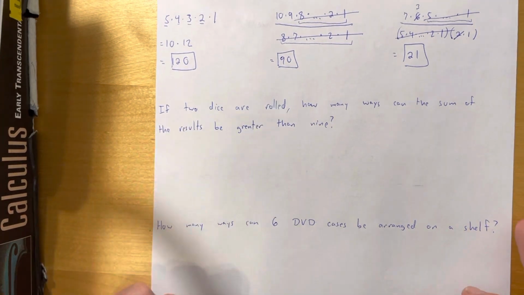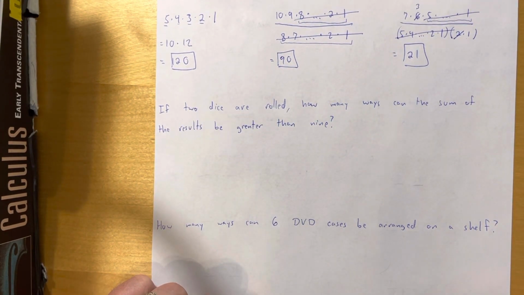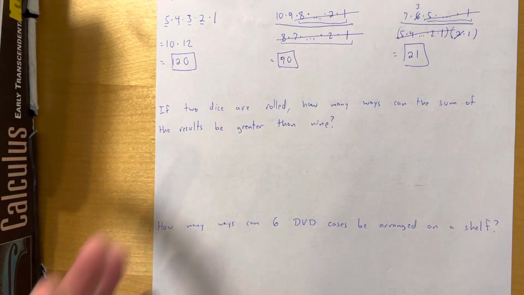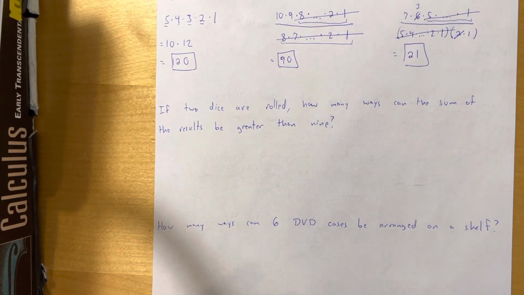So next problem we want to look at. If 2 dice are rolled, how many ways can the sum of the results be greater than 9? Okay? Well, in the parent class in section 10.1, we talked about a similar problem where we want to determine the total number of possibilities if you roll 2 dice. And we made a grid, and we found that there were 36 different ways that 2 dice can be rolled. We're placing a condition on the results of the roll of these 2 dice, though.